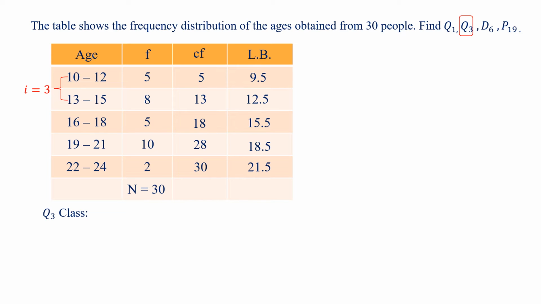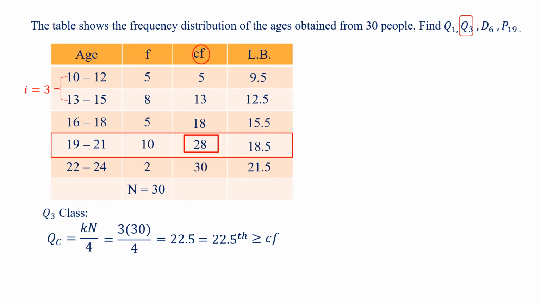Now let us have Q3. First, we are going to locate our Q3 class by using the formula kn over 4. Substituting the value of your k and n, we have 3 times 30 over 4. So it would be equal to 22.5. So let us take a look at CF. What is the first number greater than or equal to 22.5? Correct, it is 28. So therefore, this is your Q3 class.